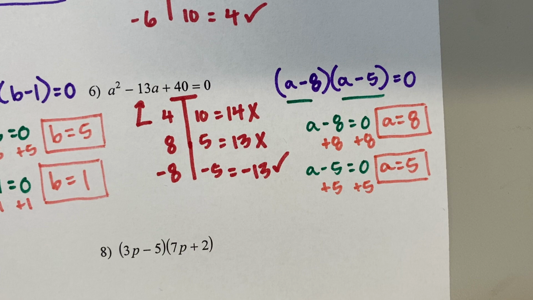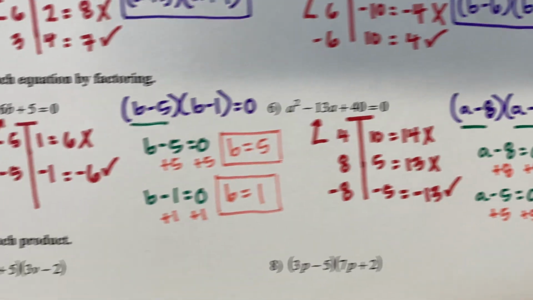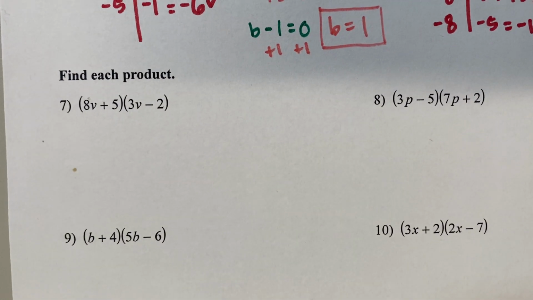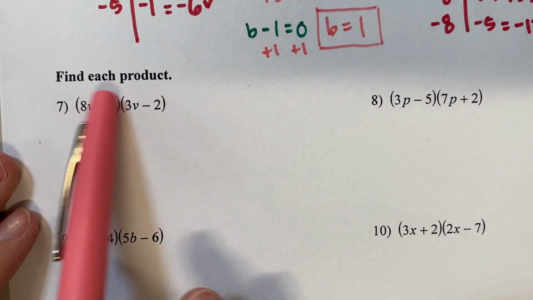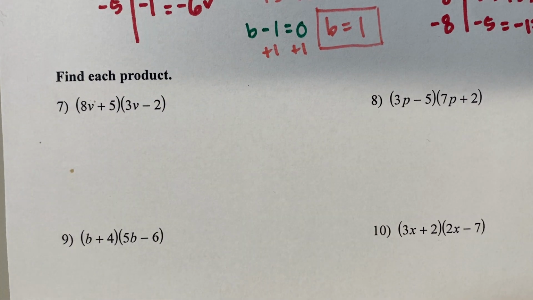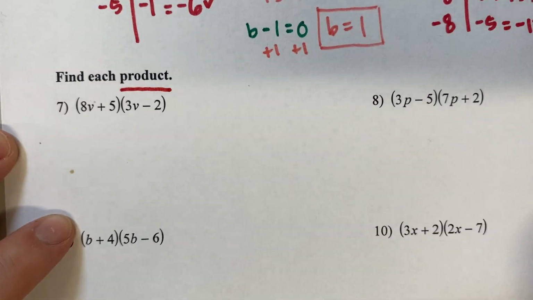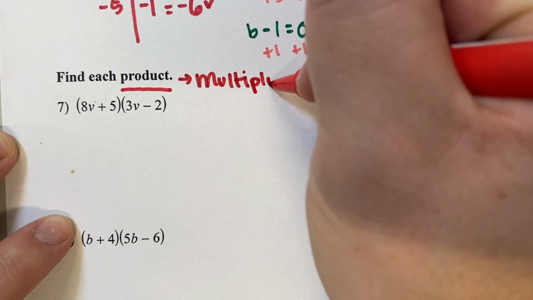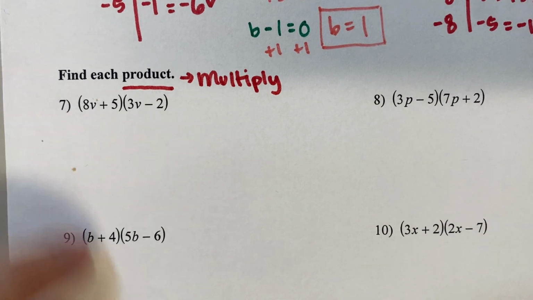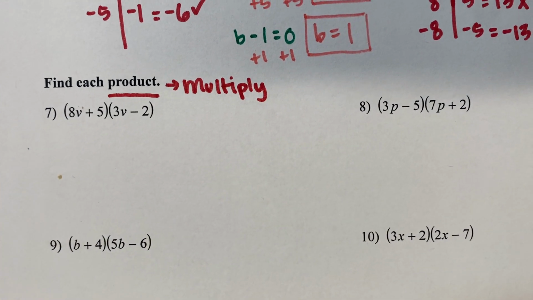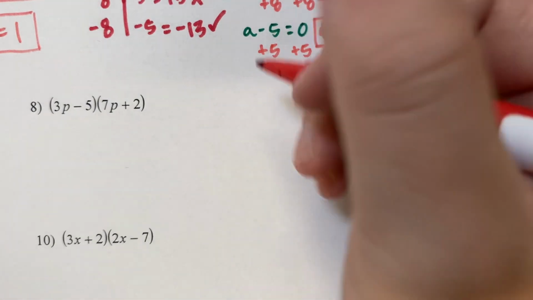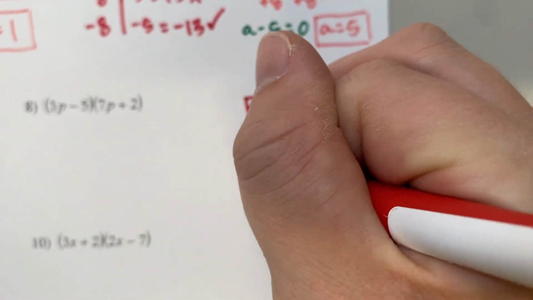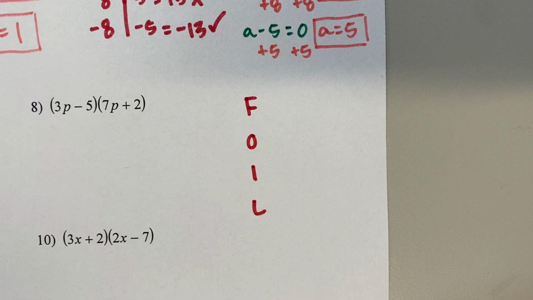All right, so that was factoring and solving by factoring. Now we're actually going to go backwards, however you want to think of it. We're going to find each product. Okay, well, let's remind ourselves that whenever we see the word product, that means we're going to multiply. Okay, so we talked about two different ways to multiply these things out. We talked about FOIL and the box method. Okay, well, let's remind ourselves. I'll go over here where I have some space. What FOIL actually stands for.